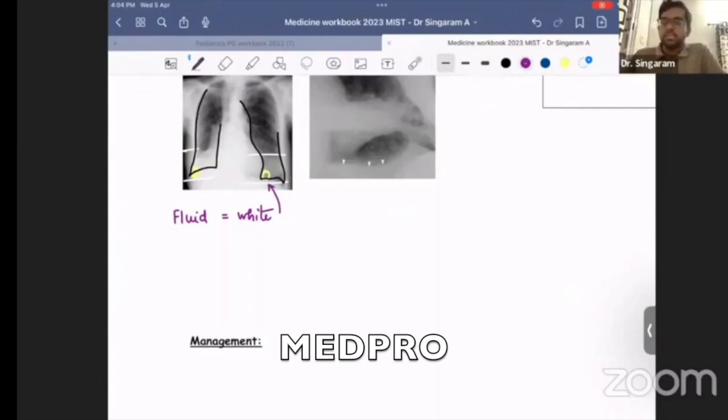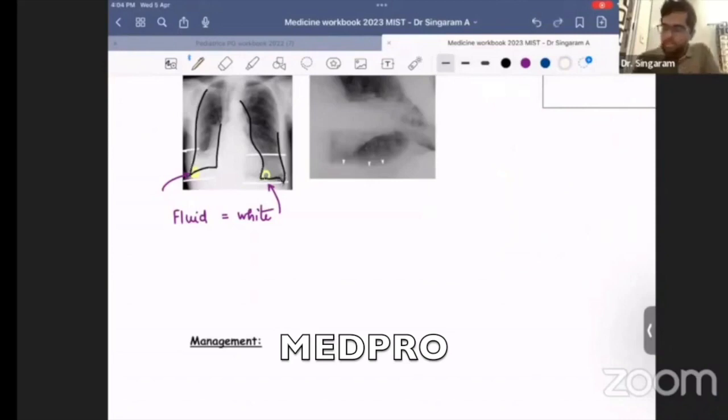What is the next one? Here, this one. What is that? It is the angle between the diaphragm and the ribs. What do you call this? Costophrenic angle. Normally, you will be able to see the angles. Can you see that these are the angles I'm talking about? Normally, you should have a clear border of these angles, but here it is not seen. This is the number one finding itself.